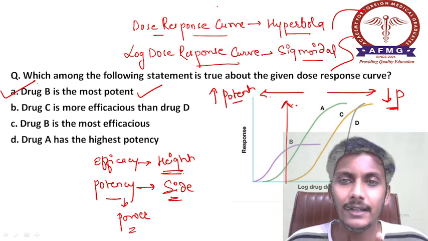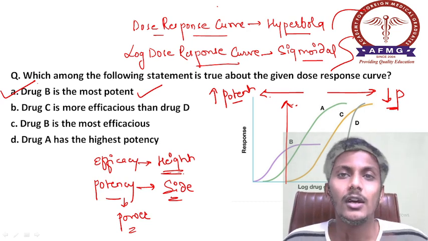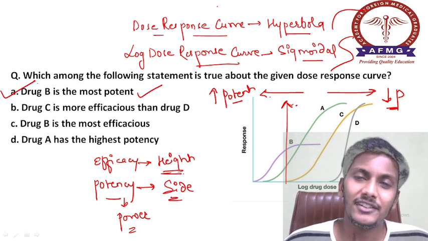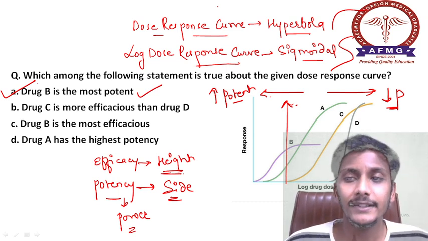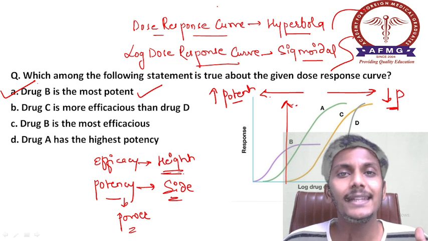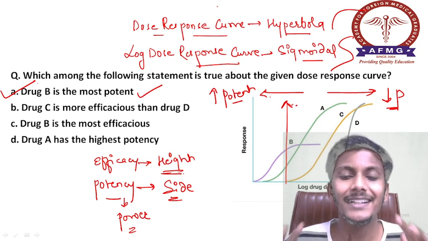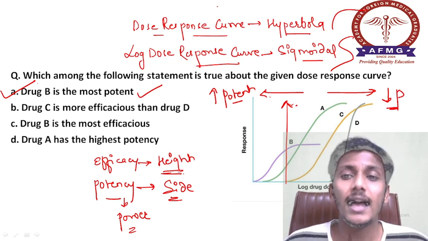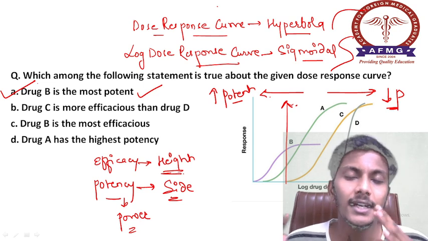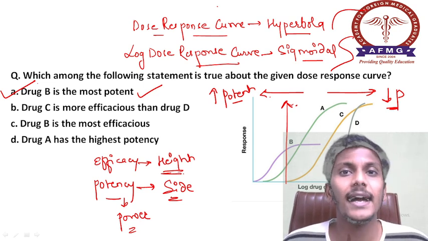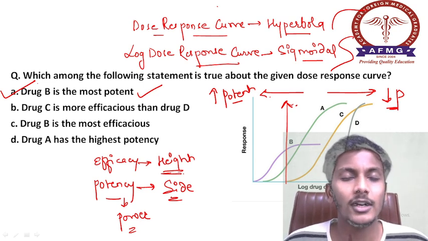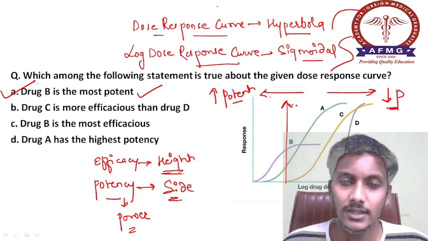So हमें याद क्या रखना है इसमें से? Please remember, curve towards the extreme left would be most potent and curve towards the extreme right would be least potent. ठीक है? So side determines the potency, whereas the height of the graph would determine the efficacy. मतलब सबसे ज़्यादा height वाला graph of drug would be the most efficacious drug.